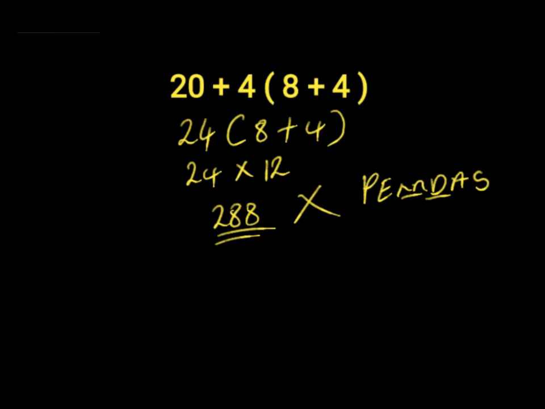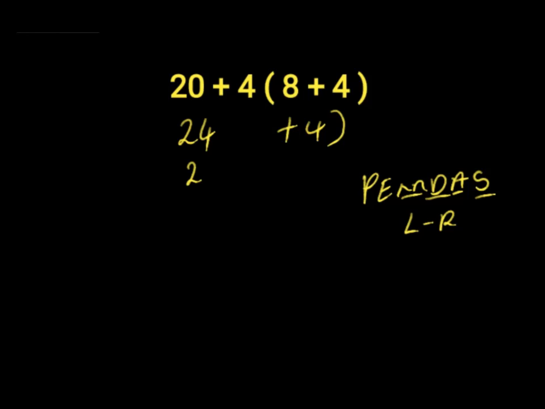Multiplication and division have equal priorities, such as addition and subtraction, working from your left to your right in order to arrive at a very correct answer. Let us solve the right answer to this question. First of all, we are going to solve our parentheses, which is 8 plus 4. 8 plus 4 will give us 12.